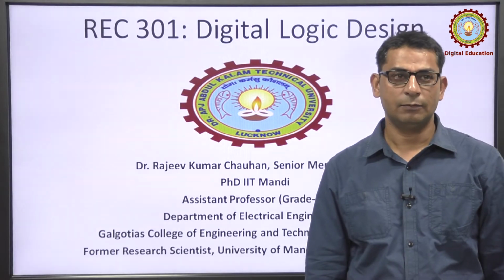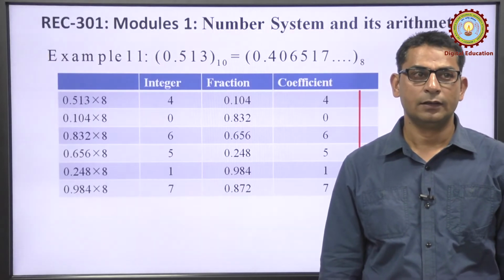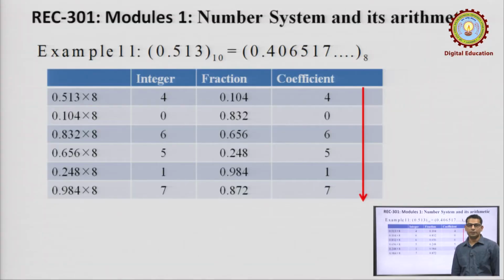Today, I am going to discuss digital logic design. In module 1, the number systems and its arithmetic. Today I am going to discuss an example in which we convert a fractional decimal number to an octal number. So, how will we follow the steps? In this example we have the decimal number 0.513, and we want to convert it to an octal number.